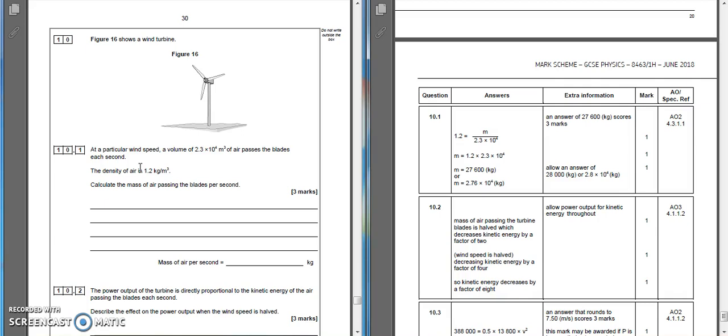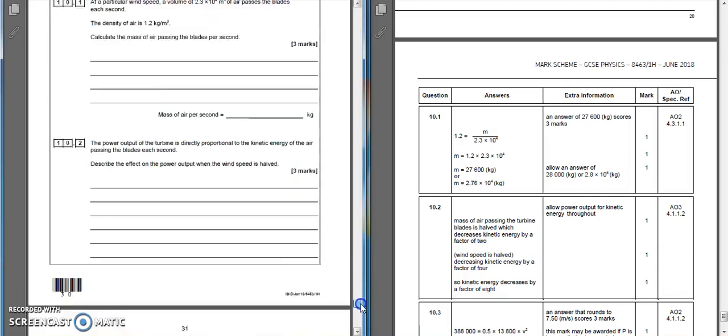And if you kept it in standard form to begin with, then the answer would be 2.76 times 10 to the 4 in the calculator. Because those numbers there are rounded to two significant figures, it means the answer can also be in two significant figures as well as 28,000 or 2.8 times 10 to the 4. Okay, regardless, you'd get the mark.